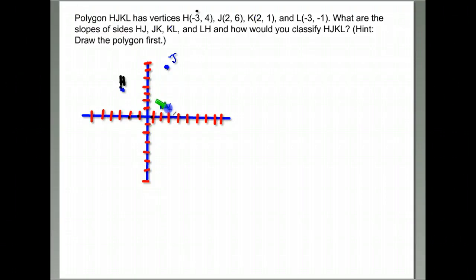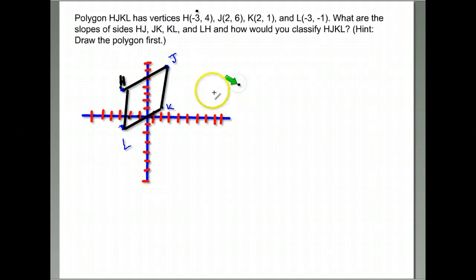That is point K. And finally point L is at -3, -1. So that means we're going to go 3 to the left and down 1. Okay, so there's my figure. I'm going to go ahead and draw lines to finish it out so I can see the shape of this polygon, which again is just something with many sides.